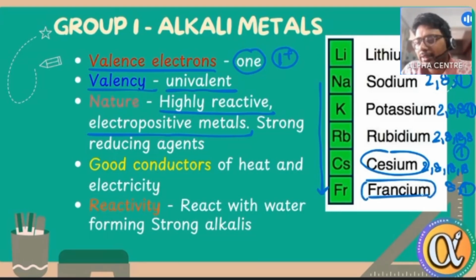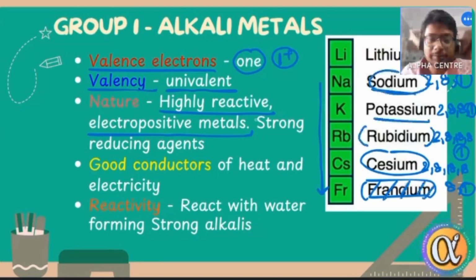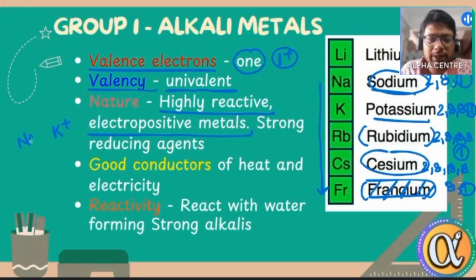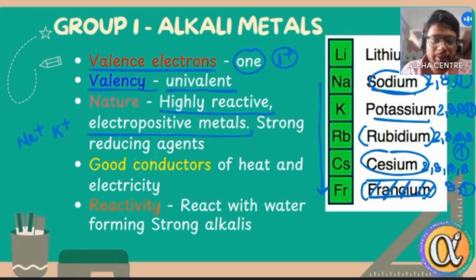So people have hardly seen francium, so we don't discuss much about this. Okay, so they're highly reactive and they're electropositive. What does electropositive mean? Lose electrons easily. They lose electrons easily and form a positive cation. Like potassium loses an electron, becomes K plus, sodium loses an electron, becomes Na plus, and so on.